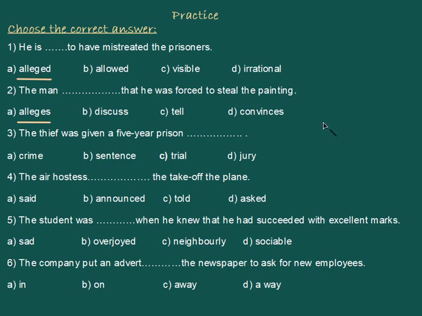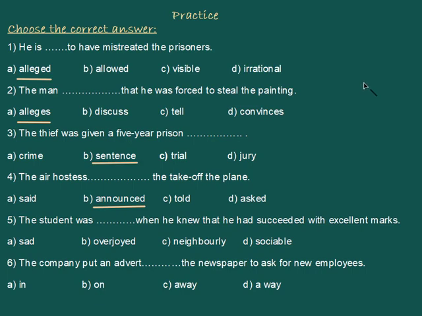Number 3, the thief was given a 5-year blank prison. Yeah, the punishment. So the right answer is sentence. Yes, great. Number 4, the air hostess blank the take off of the plane. So what's the right answer? Yeah, of course, the right answer is announced. Number 5, the student was blank when he knew that he had succeeded with excellent marks.